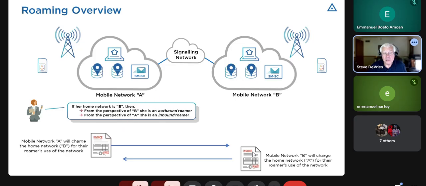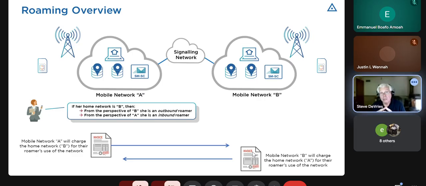So you get a bill. But at the same time, any roamers from this network going into mobile network B will charge A for roamers in their network. So at the end of the month, it's a settlement of accounts. You owe me 100 minutes. I owe you 90 minutes. We'll settle it for 10 minutes, whatever that rate might be. Now, there are a lot of times disputes. That's why you have these financial clearinghouses in the middle. But basically, this is how roaming works.